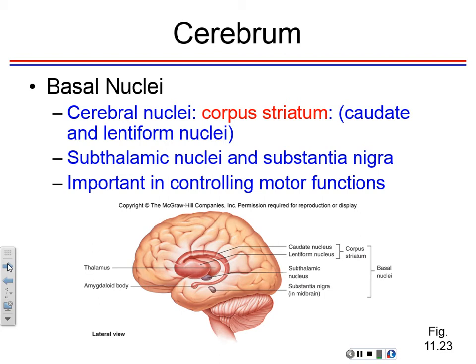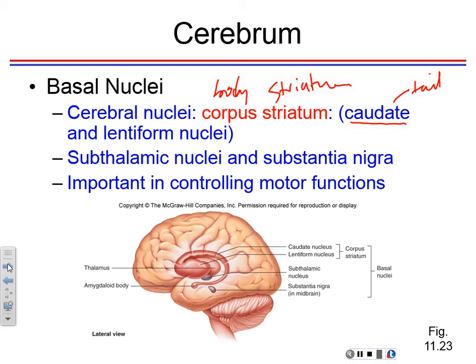corpus means body. So this is a striated body. It's got striations on it, like streaks. So the corpus striatum would be the caudate nucleus. Caudate, which means caudal, tail. It kind of has a tail-like look to it. And the lentiform. All those are corpus striatum. They're collectively known as corpus striatum because they've got little streaks on them.